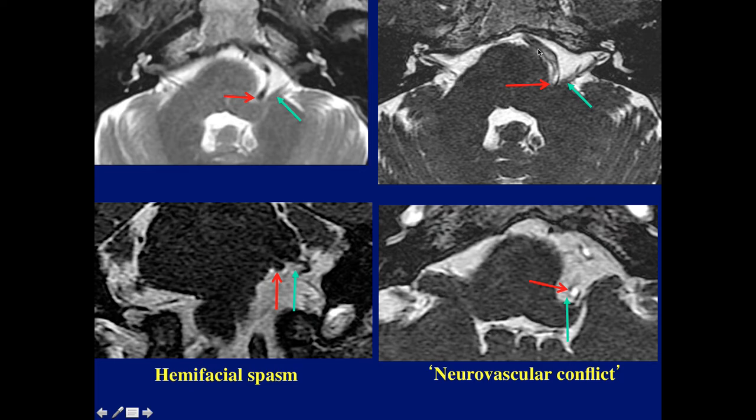And again, on this thin T2, we again see the nerve, and here the vessel, and we can see also the relationship in the coronal plane. So in this condition, again, it's important to have the appropriate studies to identify this neurovascular conflict.